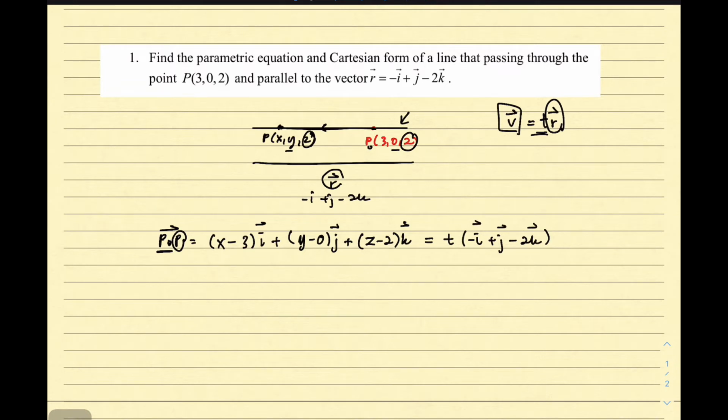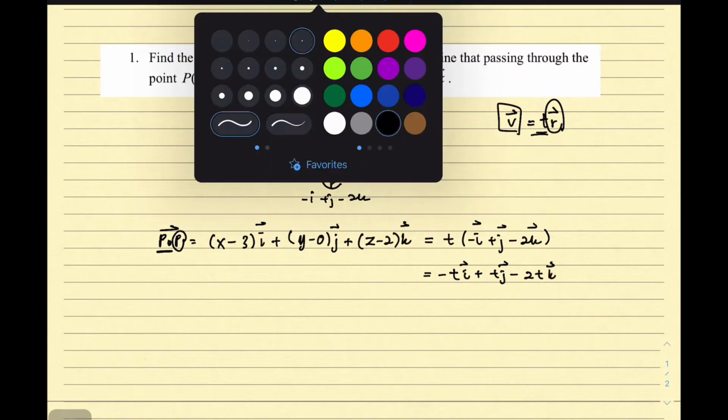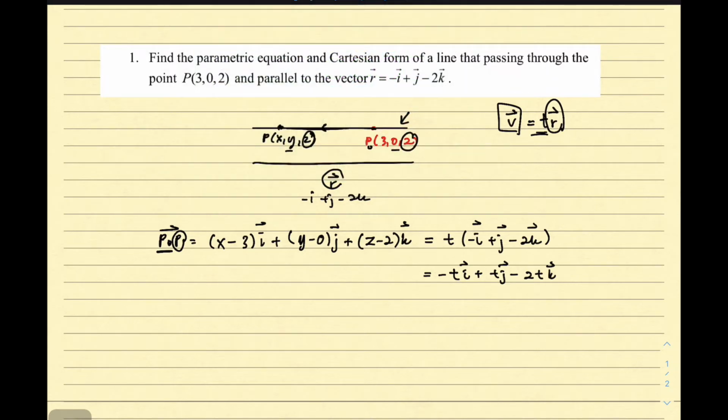Okay, so kalau kita expand, kalau saya expand T ni dengan vektor R, apa yang saya akan dapat dekat sini adalah negative TI tambah TJ tolak 2TK. Okay, so now apa yang kita nak kena buat adalah kita kena compare left and right, compare both side. Okay, so yang I awak comparekan dengan yang ada I. So apa yang awak dapat dekat sini adalah X tolak 3 sama dengan negative T. Yang pertama. Then you have J here. You compare dengan yang J on the right side.